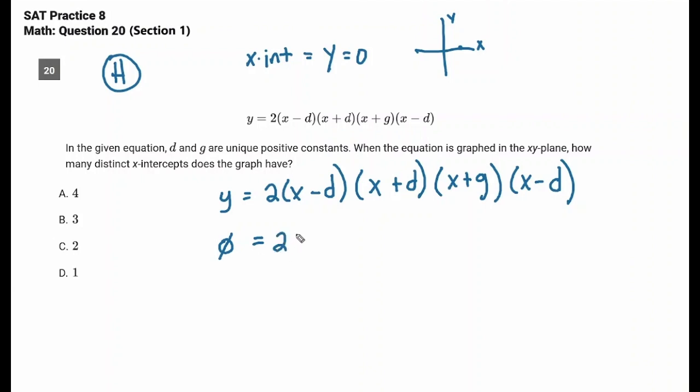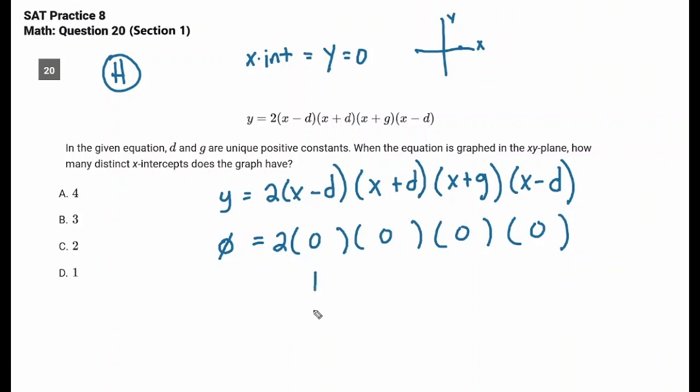2's not going to change. Either this is going to have to be 0, this is going to have to be 0, or this is going to have to be 0, or this is going to have to be 0. Because anytime you get a 0 in here and you're multiplying, you're going to make everything 0, which is going to make y 0. All right, so x minus d could be 0.